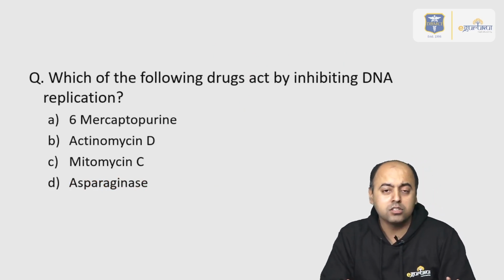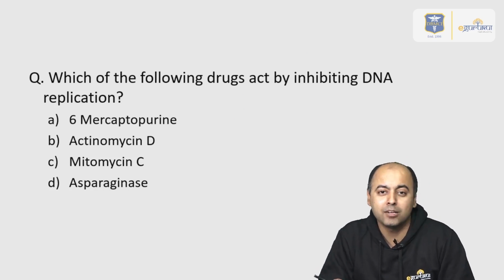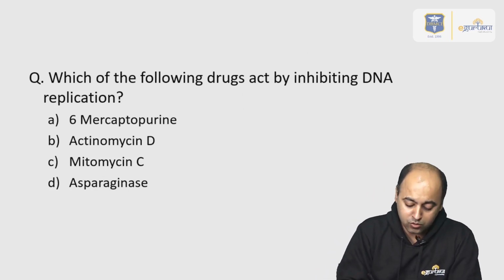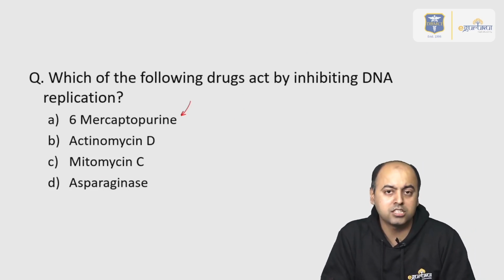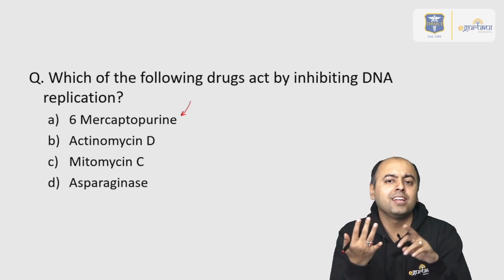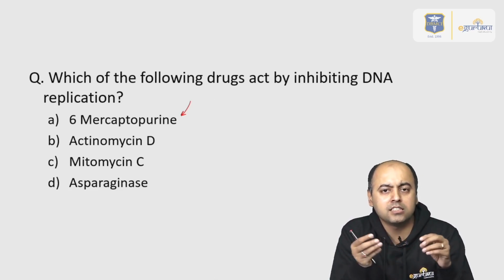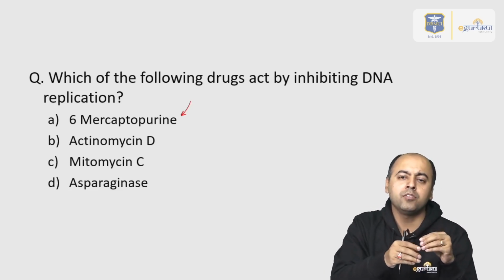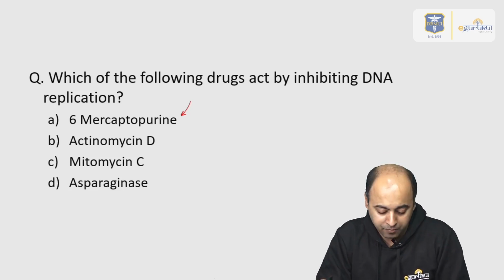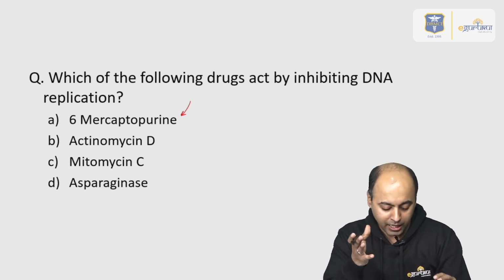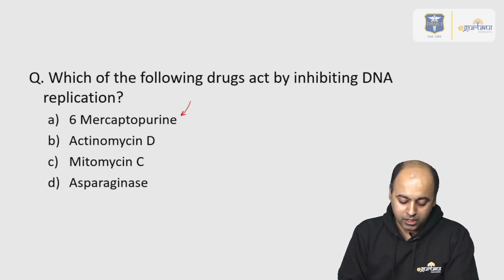Now again, another question from molecular biology: which of the following drugs act by inhibiting DNA replication? I am sure most of you know the answer to this question. It is 6-mercaptopurine. So purine and pyrimidine analogues can interfere with the DNA synthesis by getting incorporated into the DNA, but preventing the further elongation of the polynucleotide. So purine, pyrimidine analogues will be common molecules which can inhibit the DNA replication.